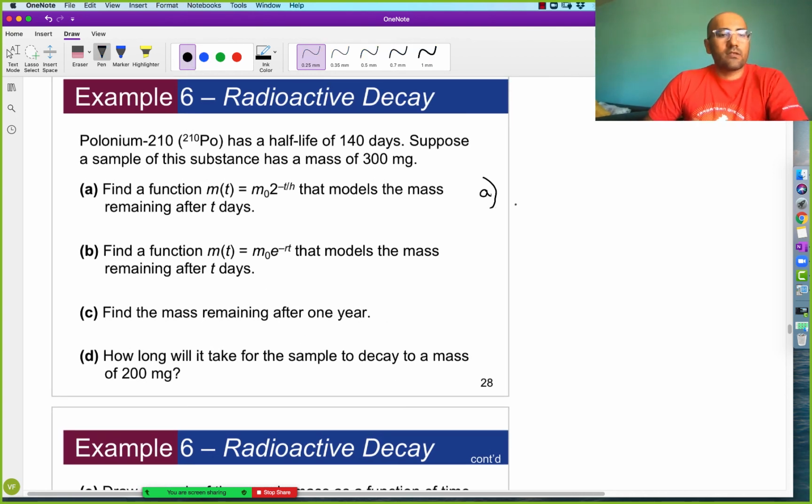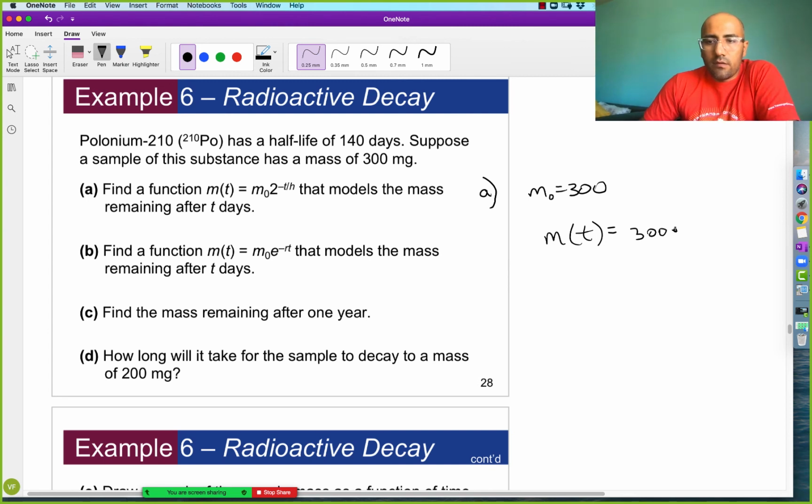Part A is going to have, well, the initial amount m0 is just 300. So that makes that part easy. And the half-life is 140 days. So really it's just a plug and chug situation. You just got to make sure that you keep t in terms of days. Right? So for part A, the answer is just going to be this formula. 300 times 2 to the power of negative t over 140.